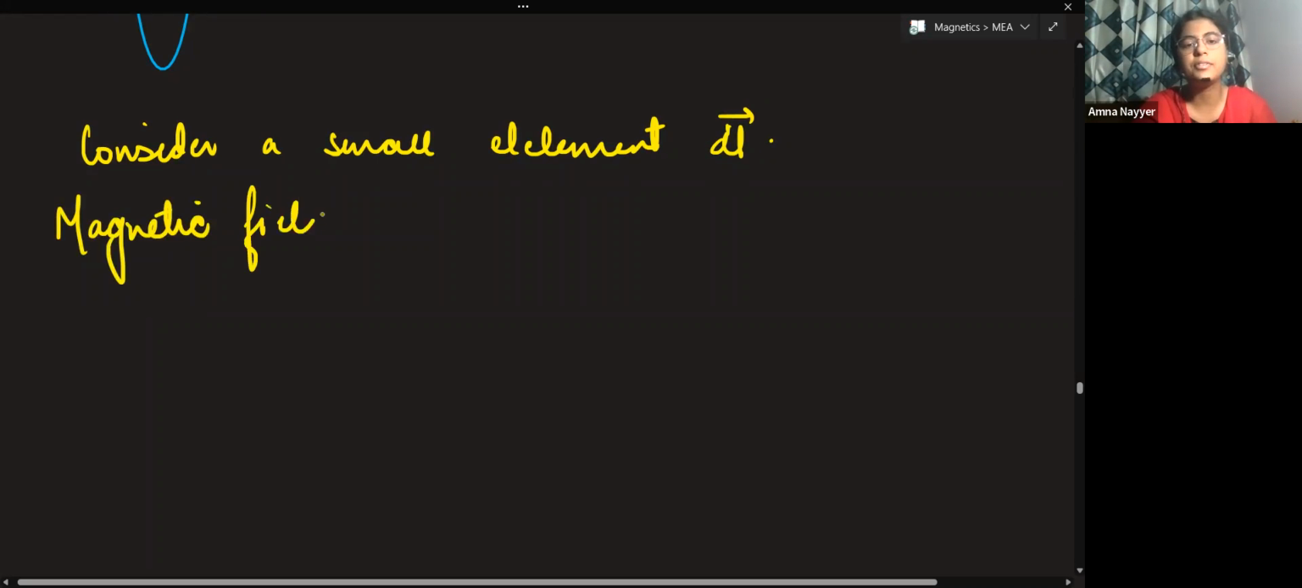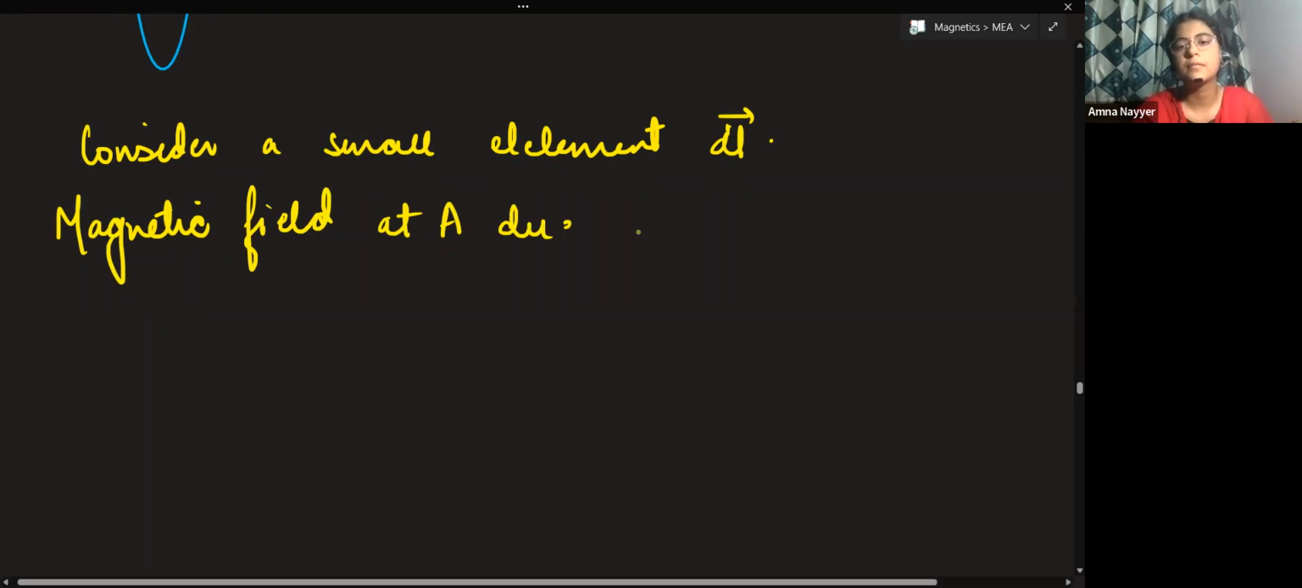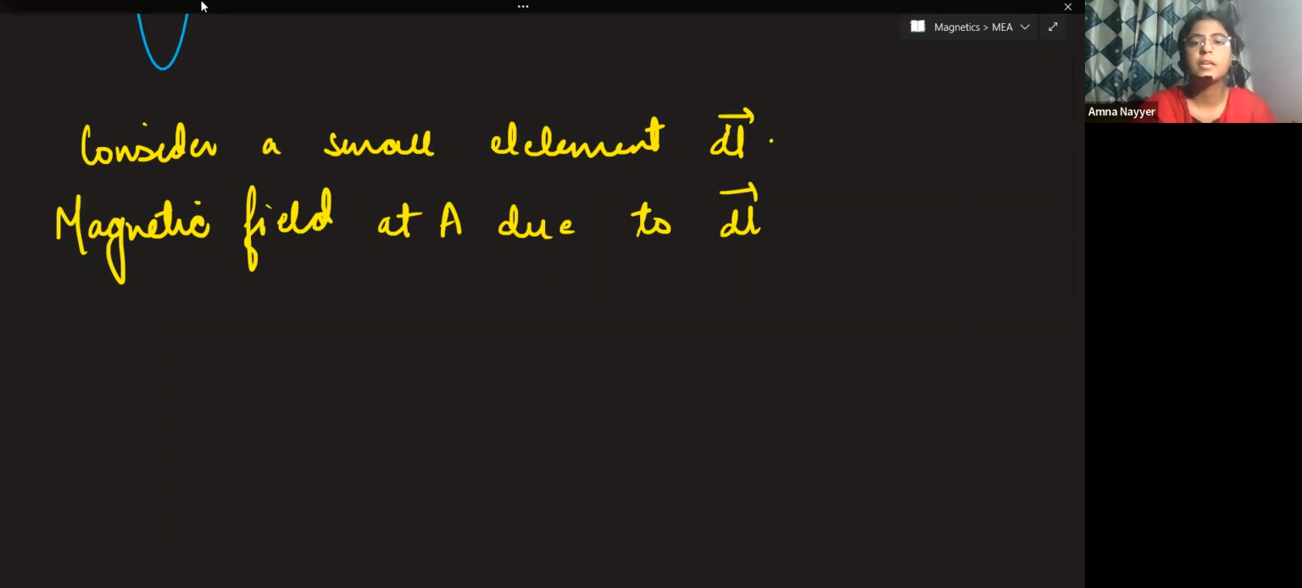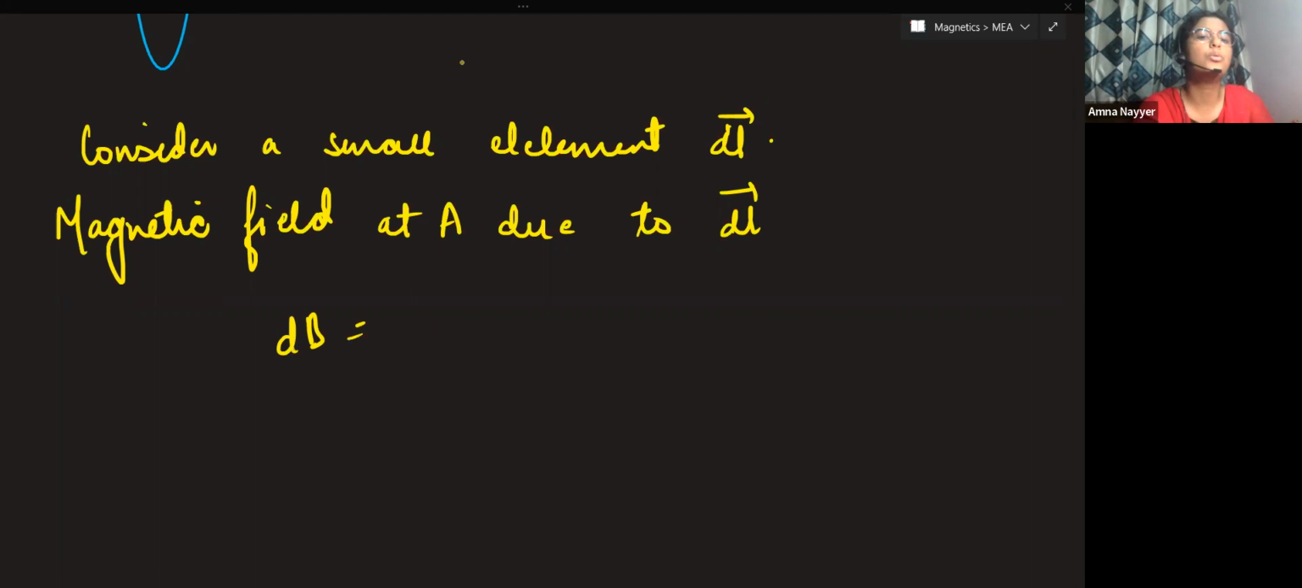Magnetic field at A, magnetic field at A due to DL. Now we obviously have to apply Biot-Savart's law over here. So on applying Biot-Savart's law, yes, who can tell Biot-Savart's law?